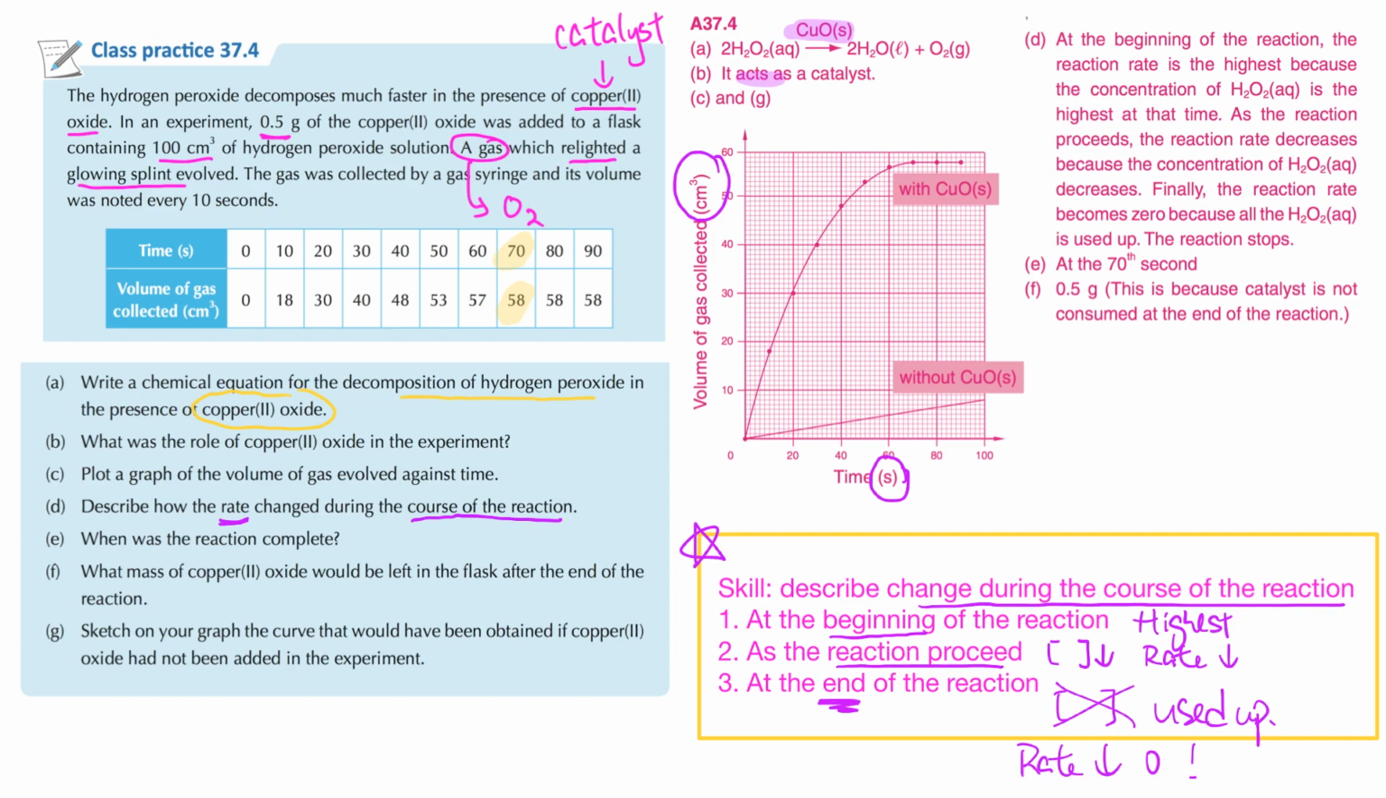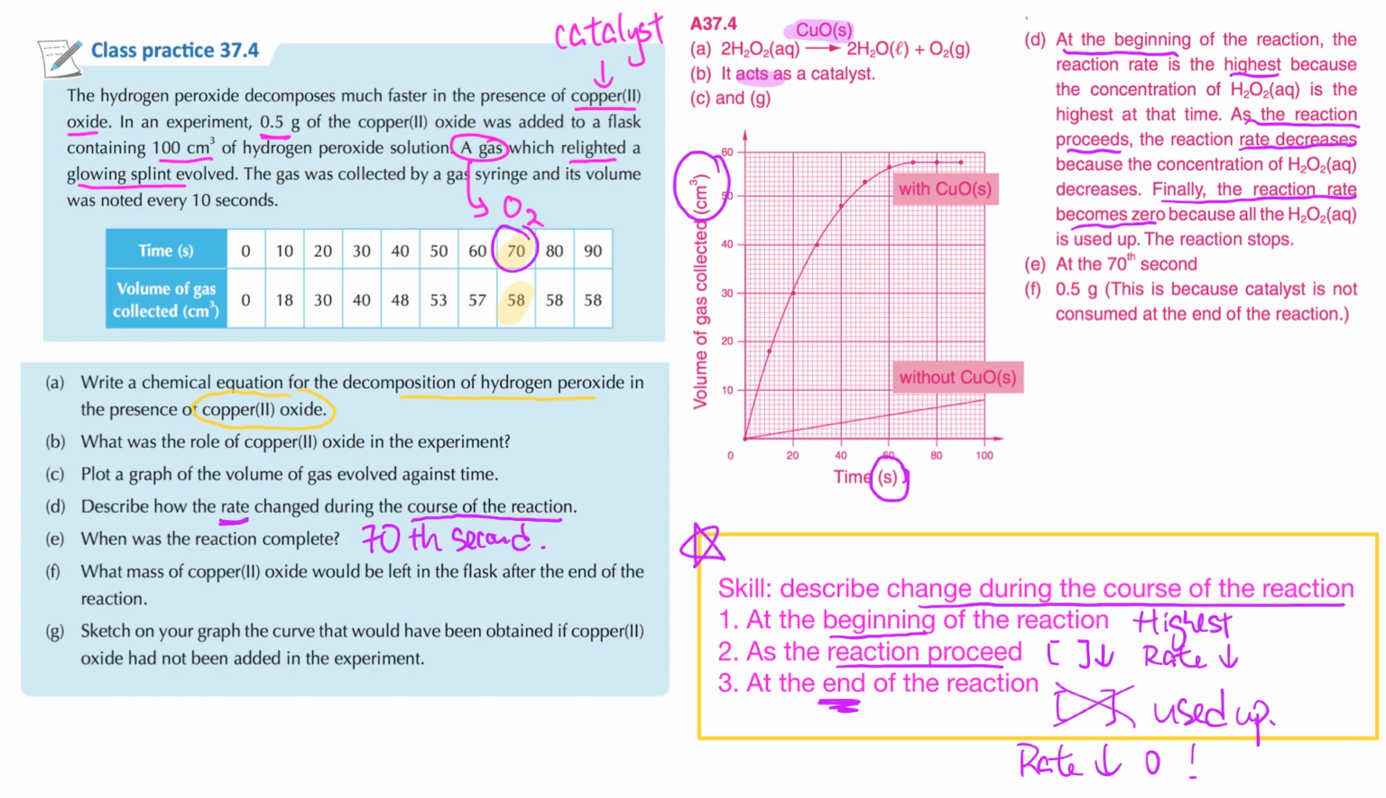So basically, at the beginning, highest rate. As the reaction proceeds, the rate decreases. Finally, the reaction rate becomes 0 at the end of the reaction. So basically it will be like that. Part E, when was the reaction complete? Just now we mentioned 70. Give the time, 70 seconds.